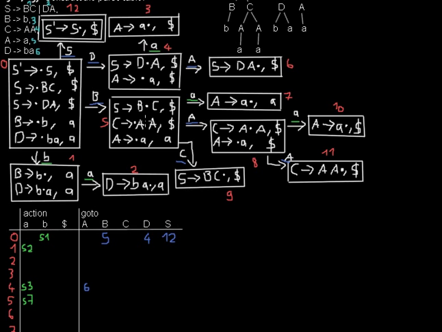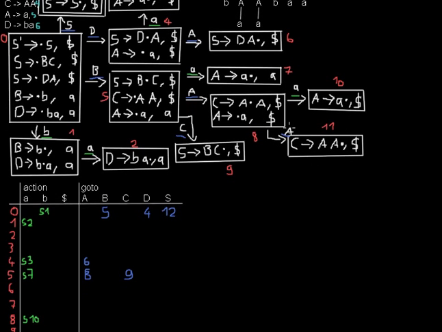When I'm in state 5 and I read an A, I can go to 8. When I'm in state 5 and I read a C, I can go to state 9. So I think that's the right one here. And I have to scroll down a little bit. When I'm in state 8 and I read an A, then I can go to state 11.